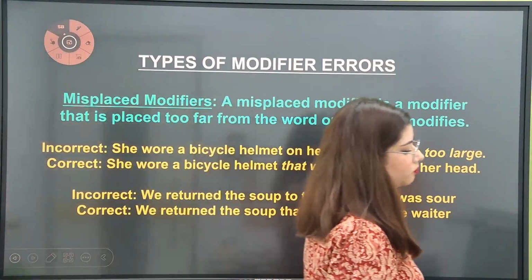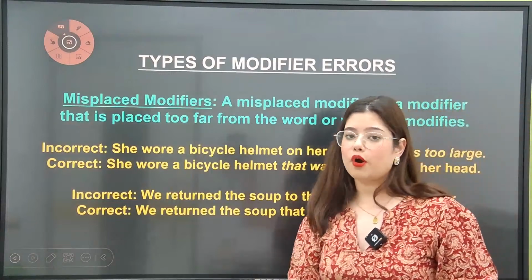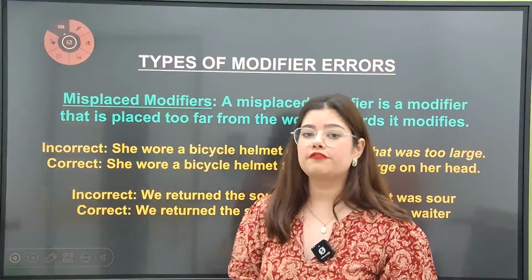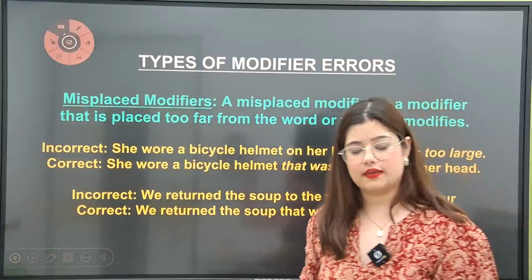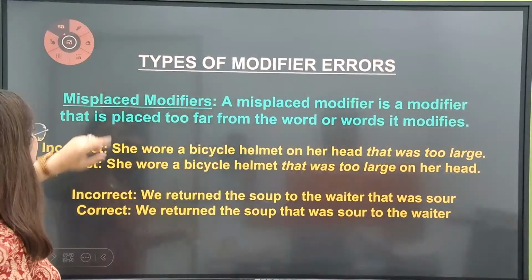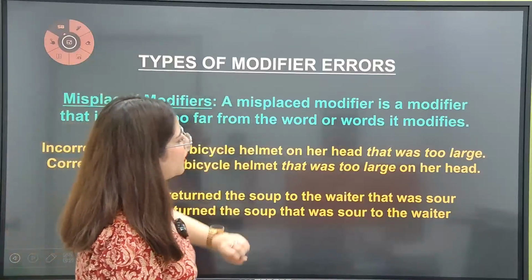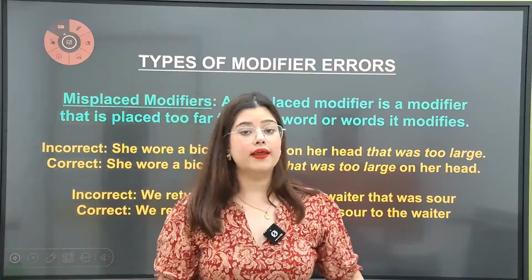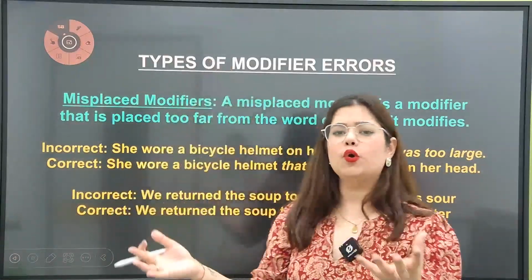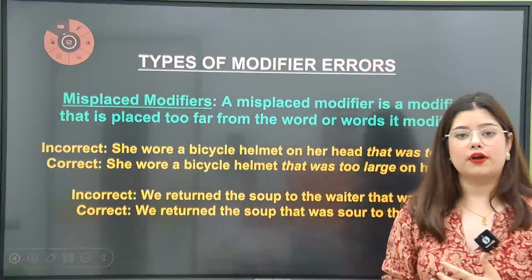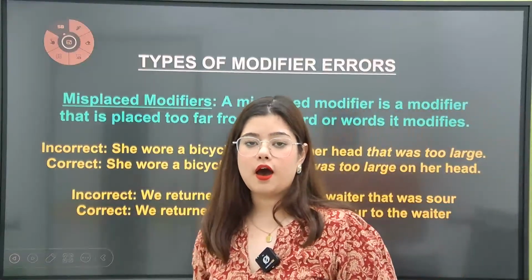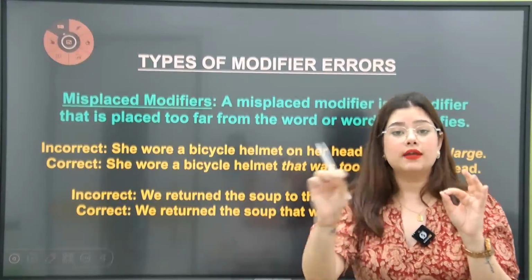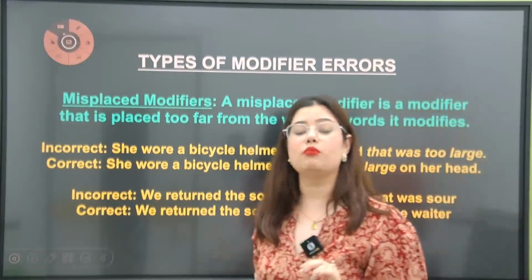Okay, so there are three types of modifier errors: misplaced modifier error, squinting modifier error, and dangling modifier error. What do we mean by a misplaced modifier error? A misplaced modifier is a modifier that is placed too far from the word it modifies. Whenever we look at a question pertaining to modifiers, we need to first understand which one of the words present here is being modified, right?